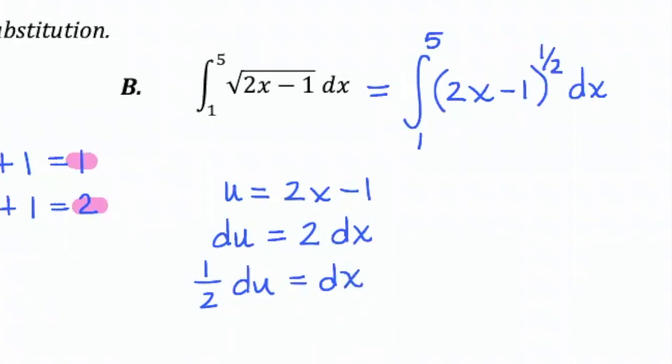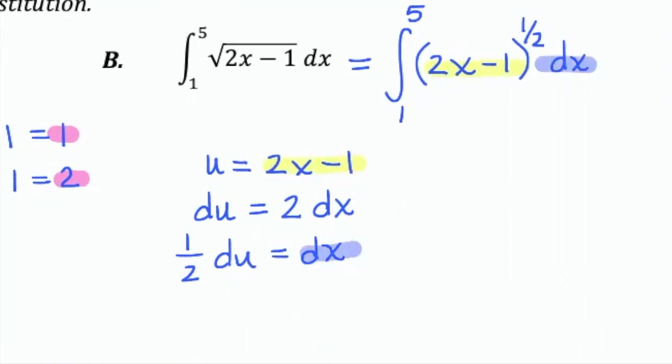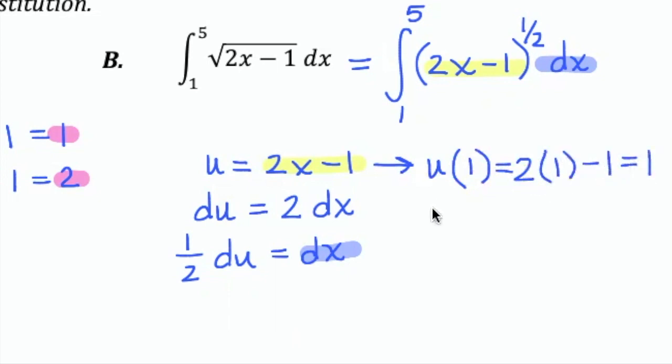I'm going to check my matching. Okay, so it looks like everything is going to match. My last thing to do, though, is again to go back to my original u and substitute in the x values. 2 times 1 minus 1 is 1. U of 5 is 2 times 5 minus 1, which is 9.